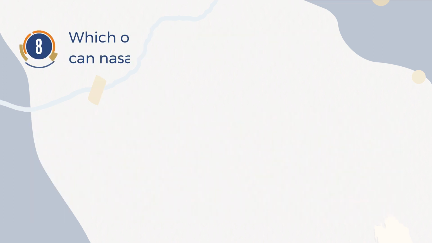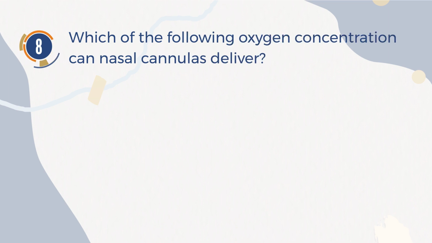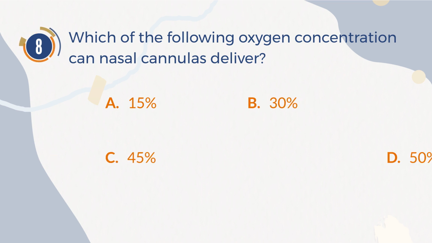Number 8. Which of the following oxygen concentrations can nasal cannulas deliver? A. 15%. B. 30%. C. 45%. D. 50%. The correct answer is B.